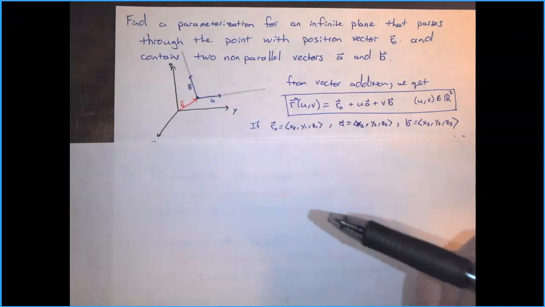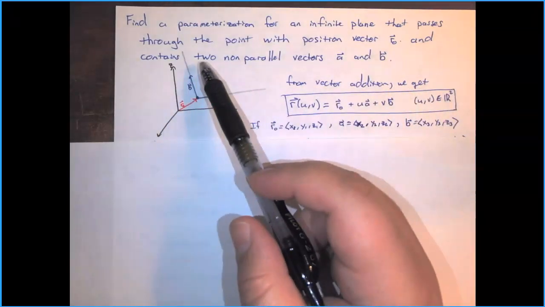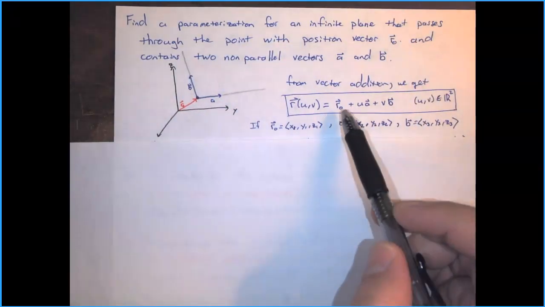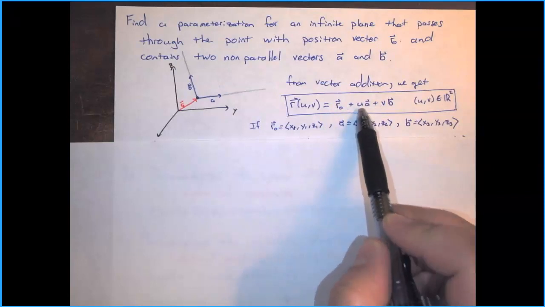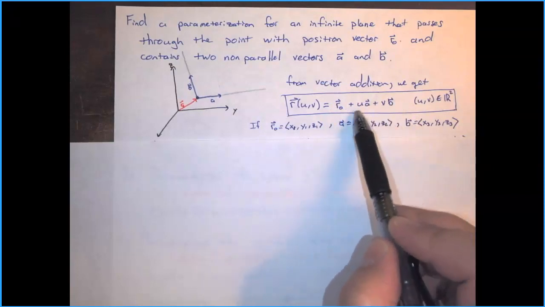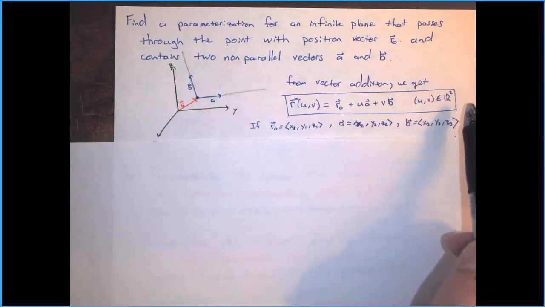So the parameterization, we use this vector addition idea of just adding multiples of a and b to travel through the plane. First, we move to the point that's fixed in the plane that we know. I add a multiple of a, I add a multiple of b. These u and v are my parameters, and we allow u and v to take any values in R2.